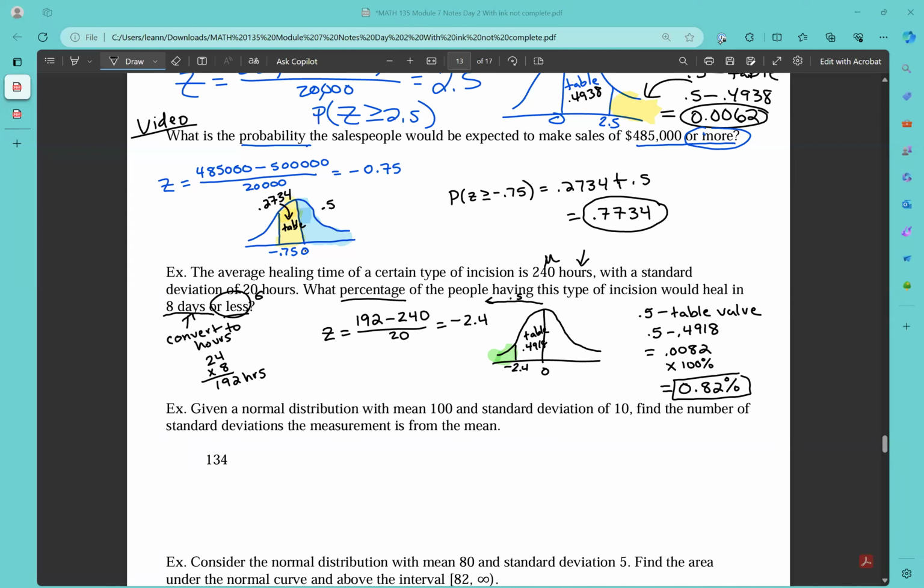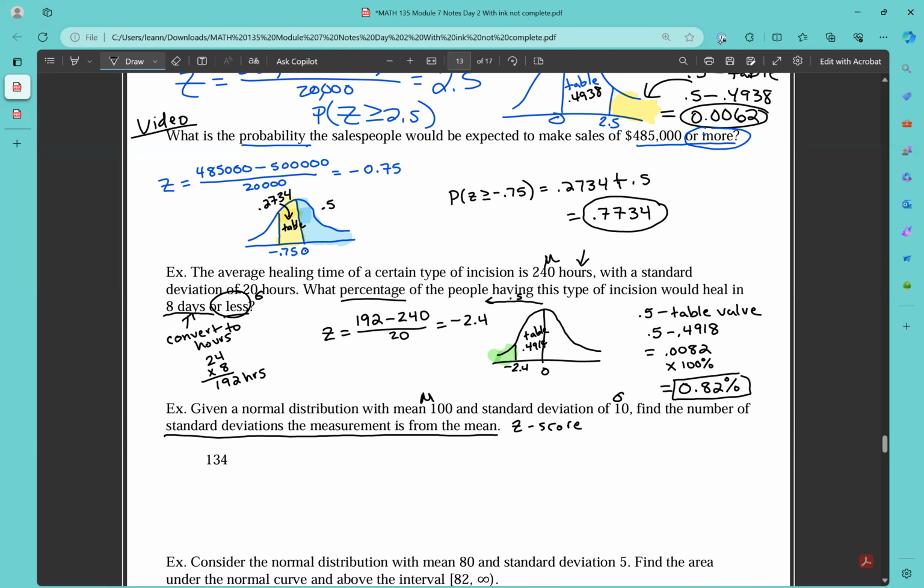Okay, let's look at this next type. It says, given a normal distribution with a mean of 100 and a standard deviation of 10, find the number of standard deviations. This is from the mean. Standard deviations from the mean just tell me the z-score, okay? The z-score is a manifestation or a representation of that position in reference to 0, the mean, okay?